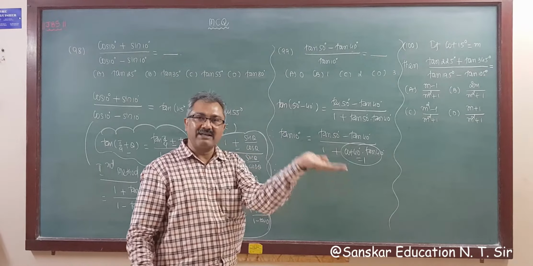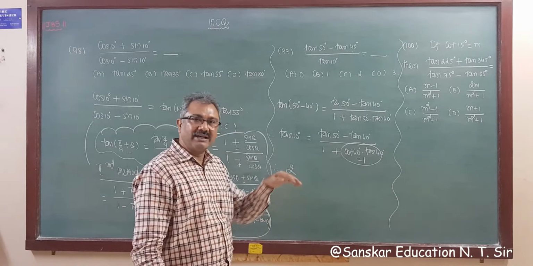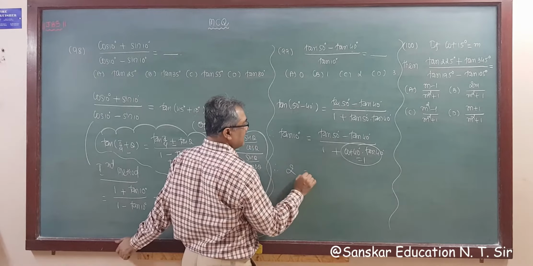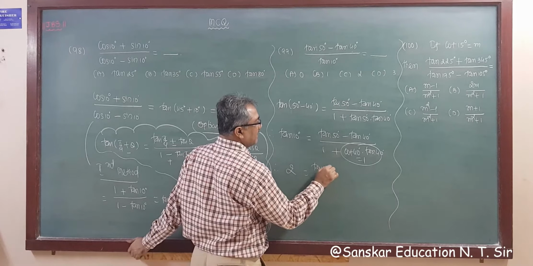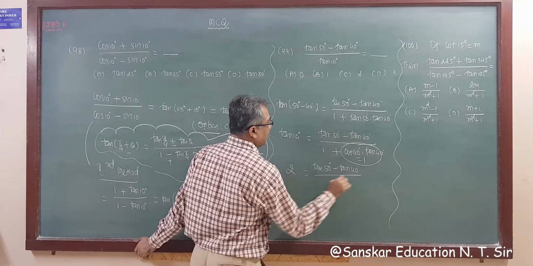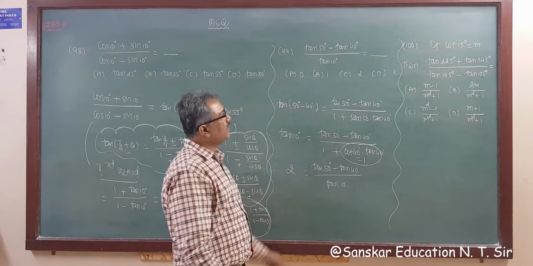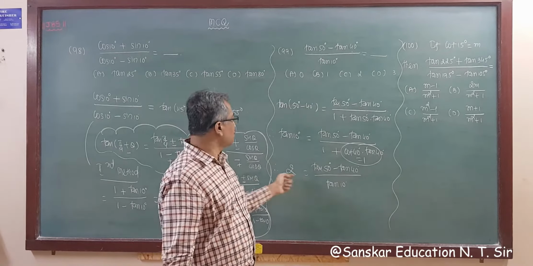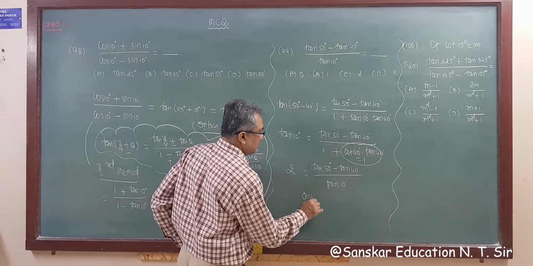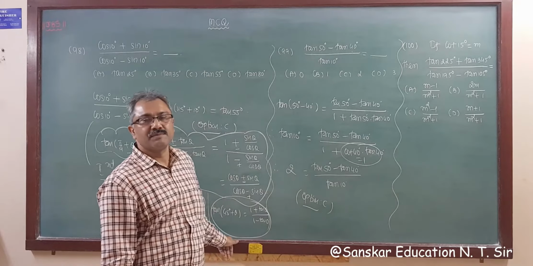40. Tan (90 minus theta) is cot theta, that you know, you learned in 10th standard, right? So I'm taking this 1 plus 1 as 2 is here, and this is tan 50 minus tan 40 divided by tan 10 degree. I'm taking this to here. What is this? This is your question. So what is your answer? 2. That is option number C, your correct answer. So option number C is your correct answer.